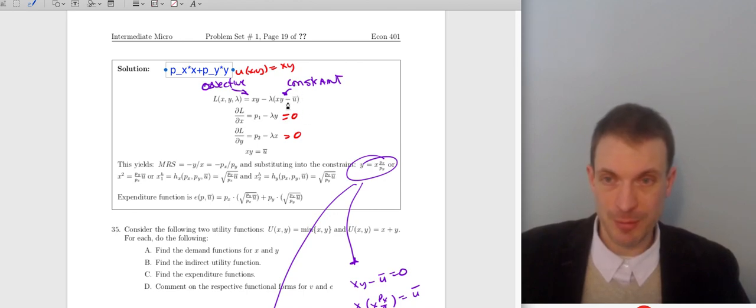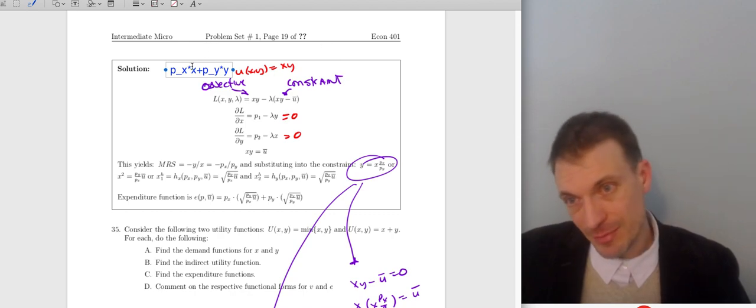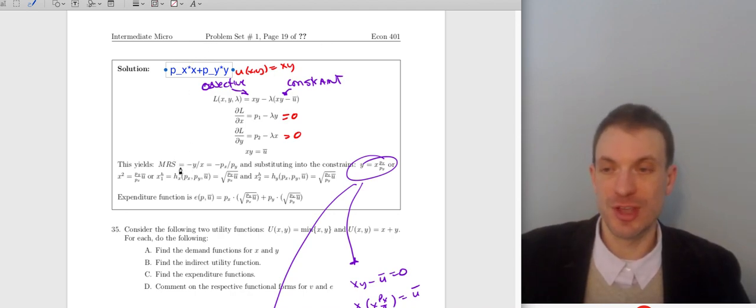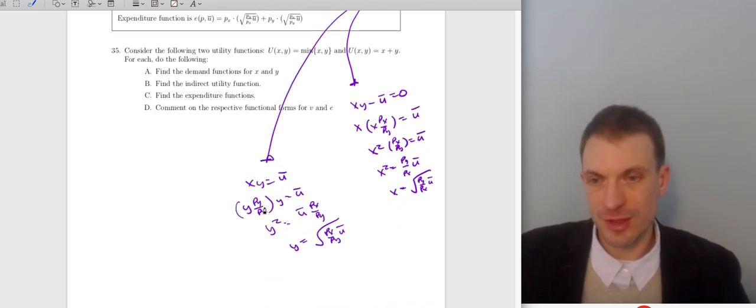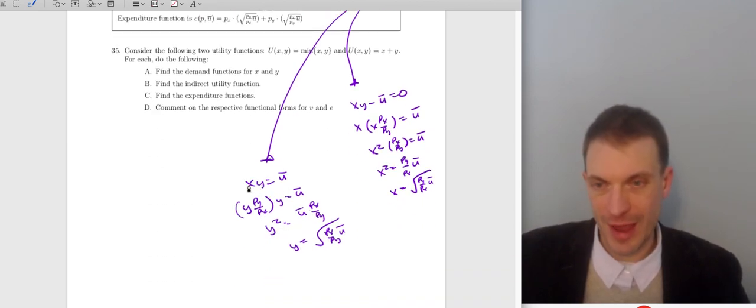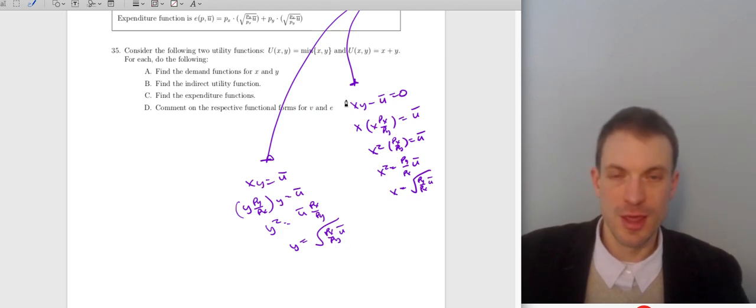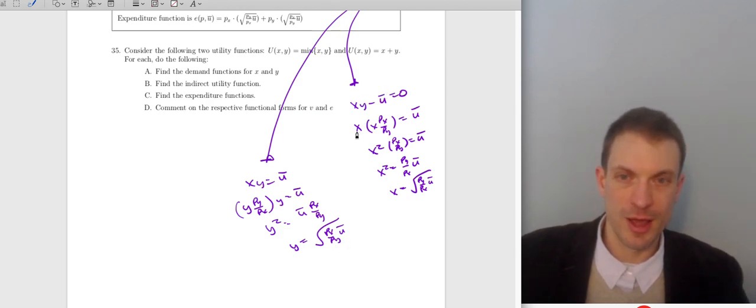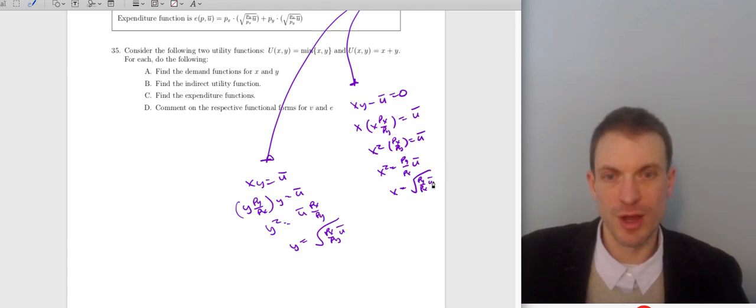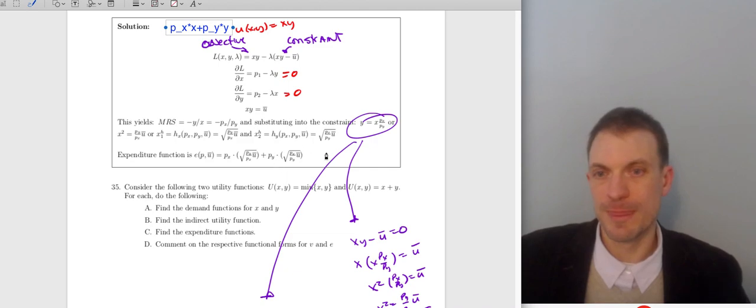This obtains my optimal values, which I'll plug back into my objective to get the value function, in this case, which is the expenditure function. That's this right here. Plugging into the constraint, I've substituted for x here, so I'm going to get y is equal to the square root of px over py u bar. And then over here, I'm substituting for y, so I'm going to get x squared px over py, or x is equal to the square root of py over px u bar. And I'm going to plug those in.